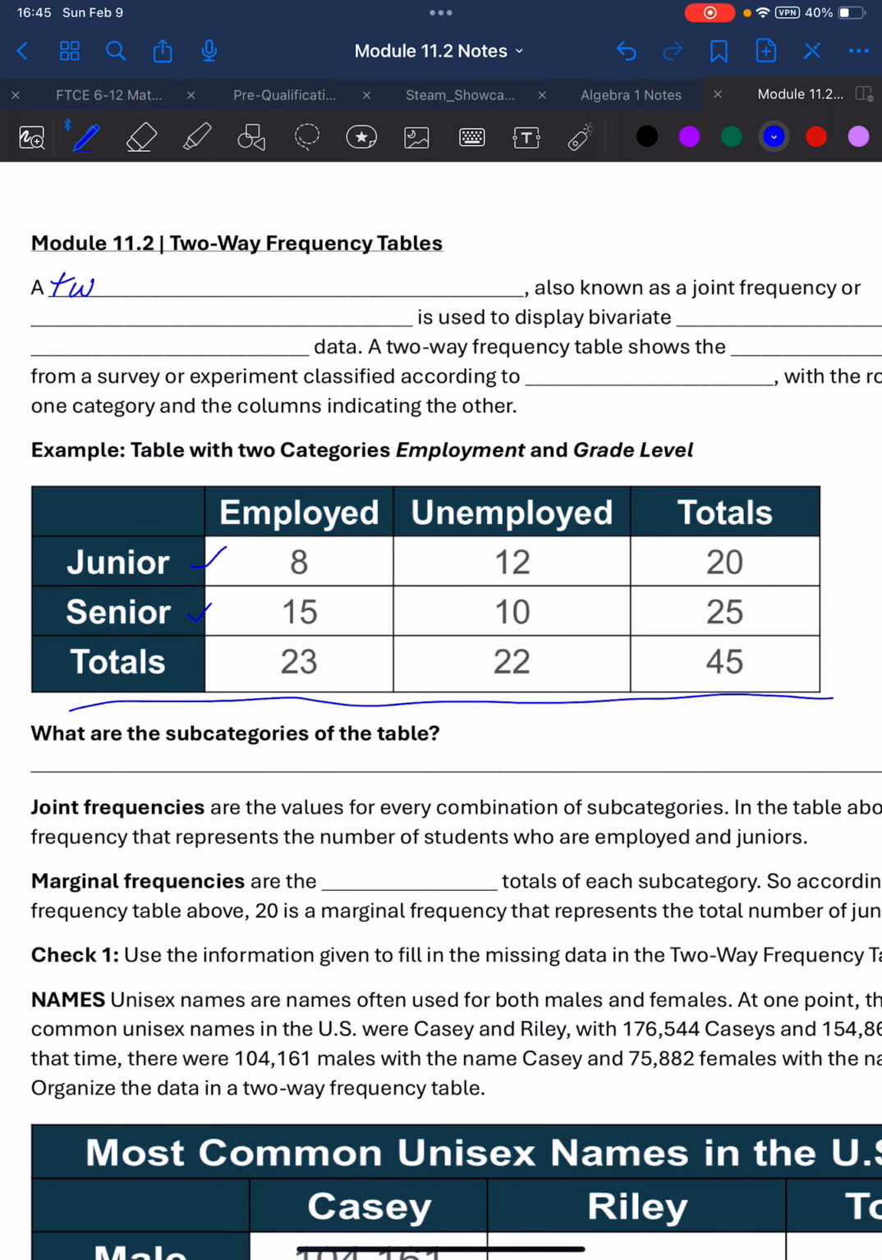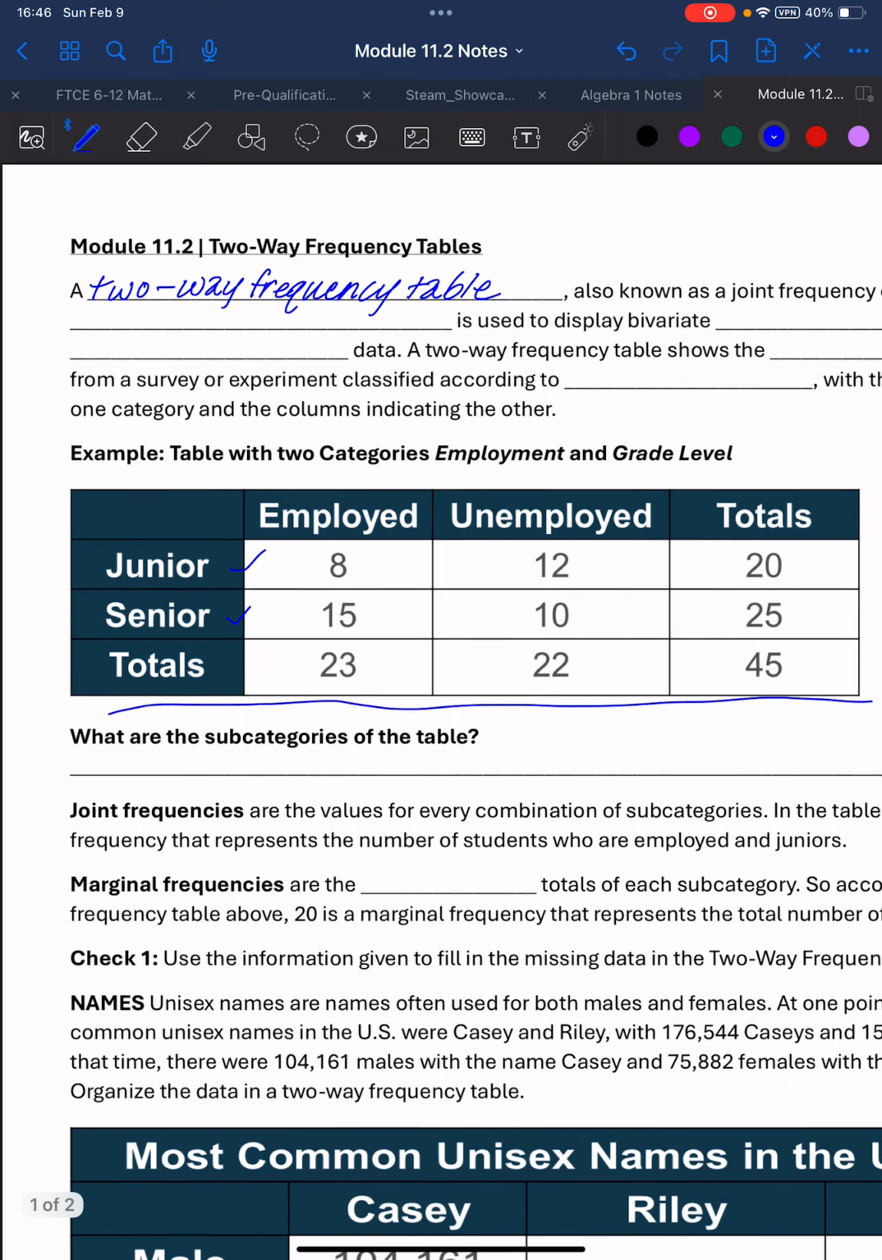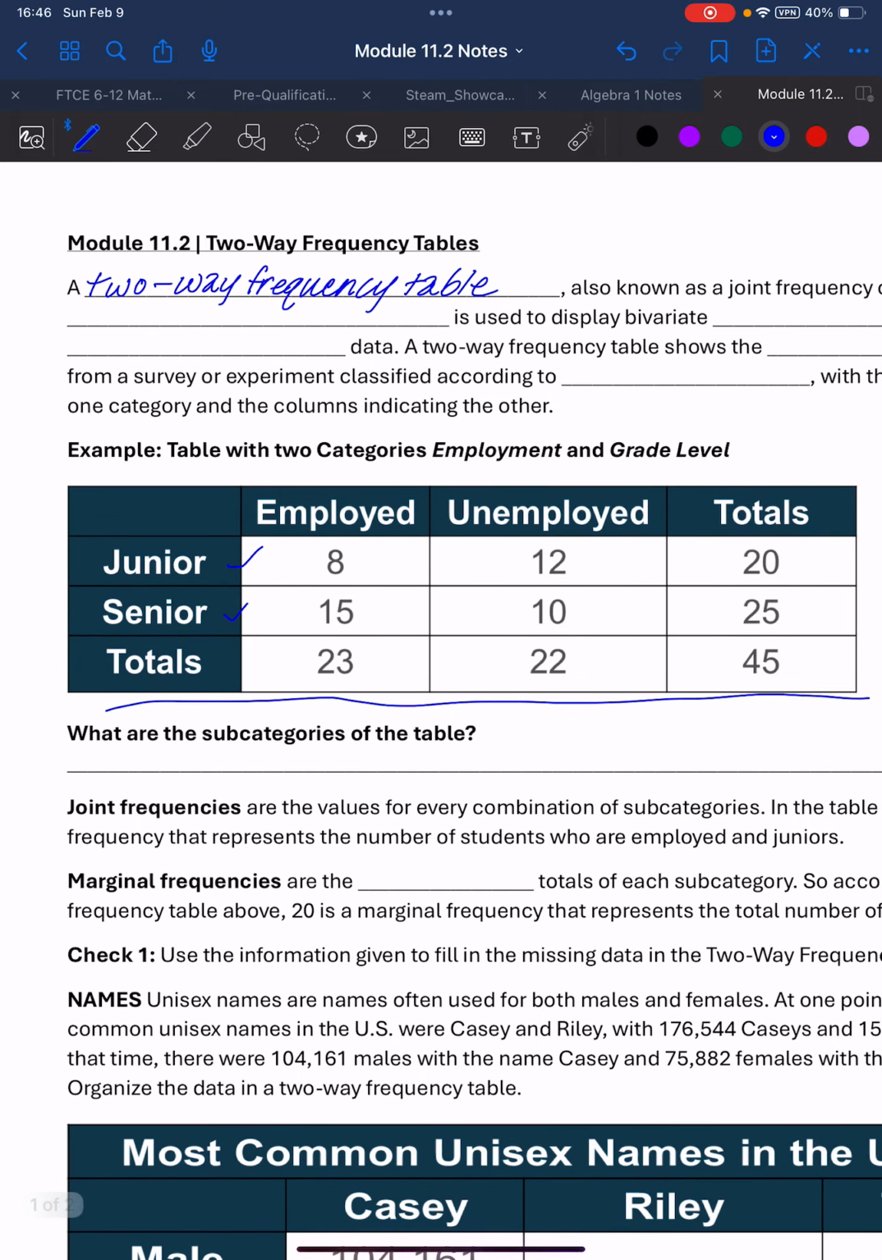A two-way frequency table, which is also known as a joint frequency or a contingency table, right? Because how much something occurs, or the frequency, how often something occurs, is contingent or depends upon something else, another variable.